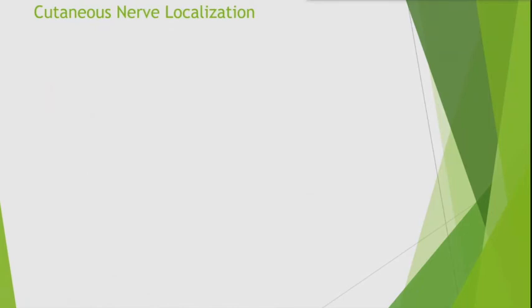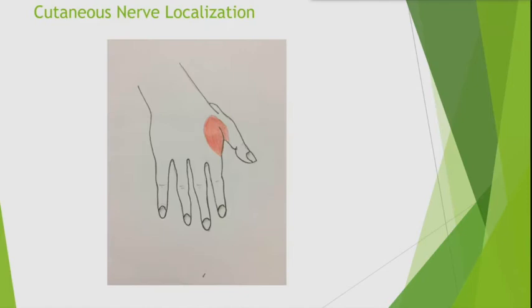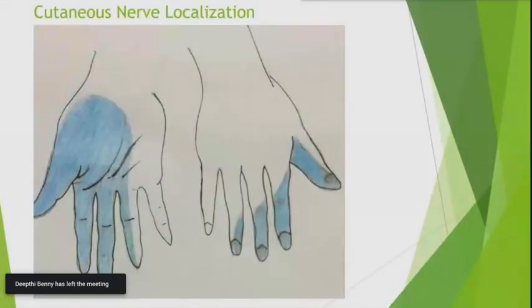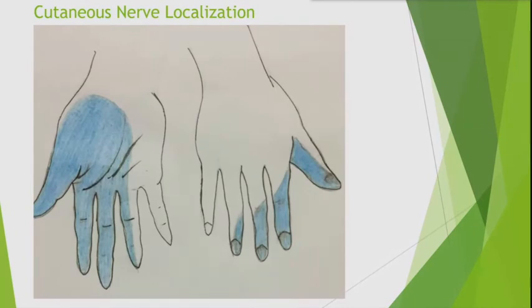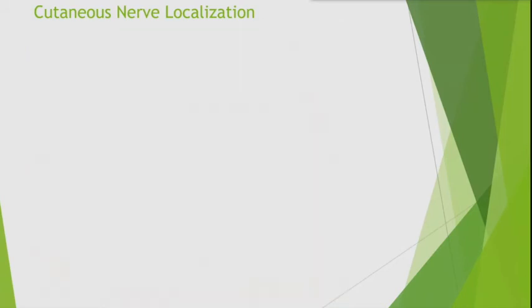Now tell me about the cutaneous nerve localization. Each nerve has got separate localization. So let us go to that. This is the pattern of sensory loss in a patient. What is the diagnosis? Sensory loss here. Radial nerve. Very good. Super. Next one. What do you think about this? Median nerve. Good.